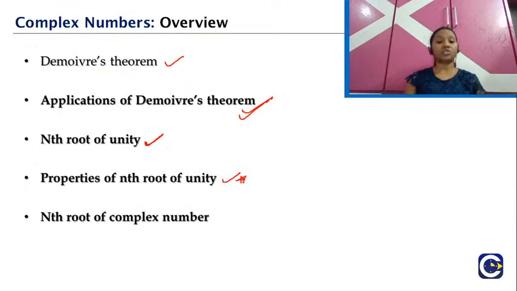In the same way as the nth root of unity, we'll have the nth root of a complex number. Unity means 1. Along with the nth root of unity, we can even take the nth root of a complex number, where the complex number is z = x + iy. How we get the nth root of a complex number, we are going to discuss here.